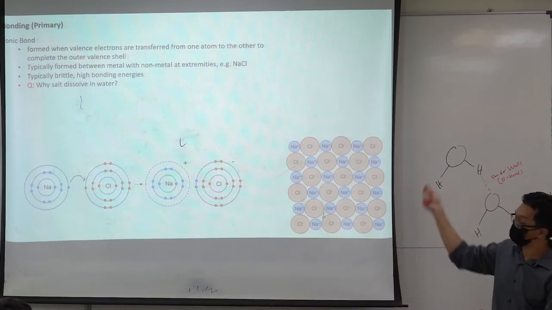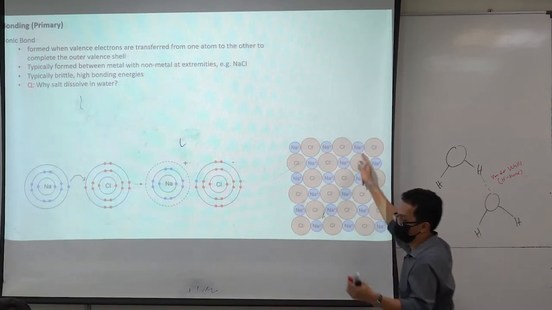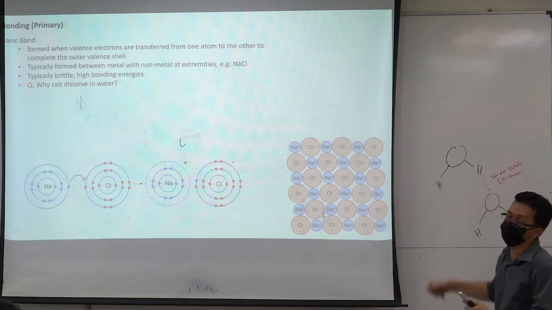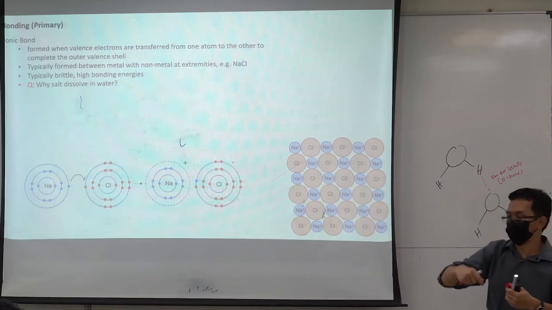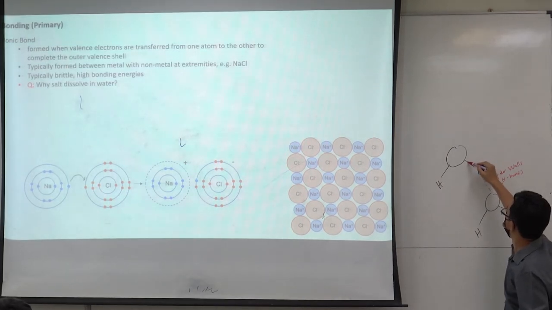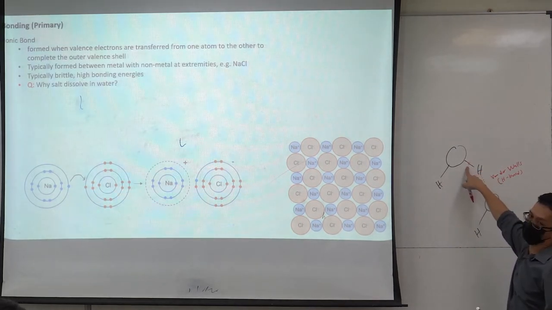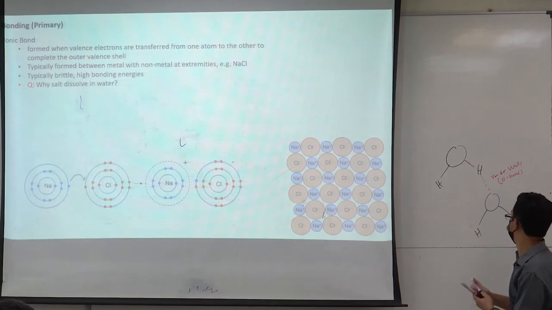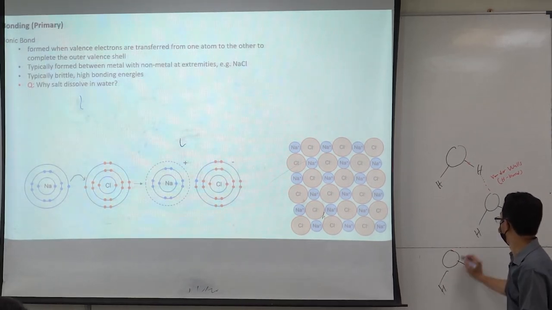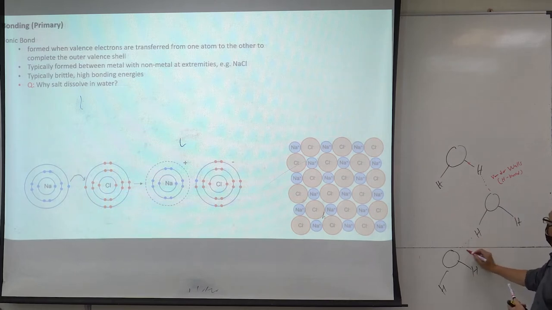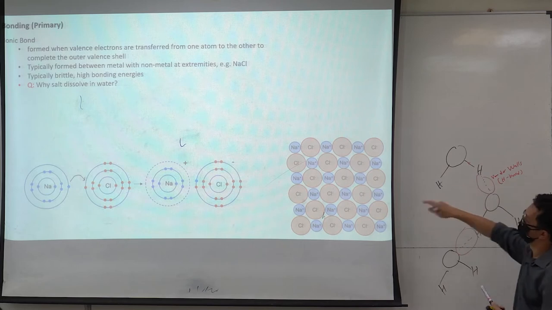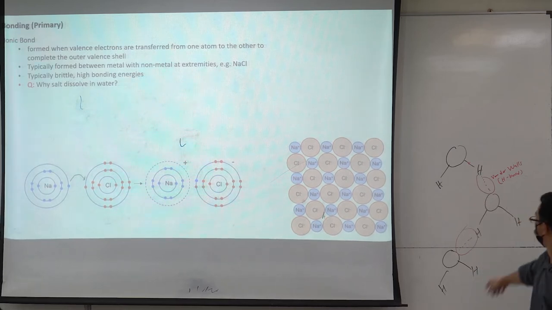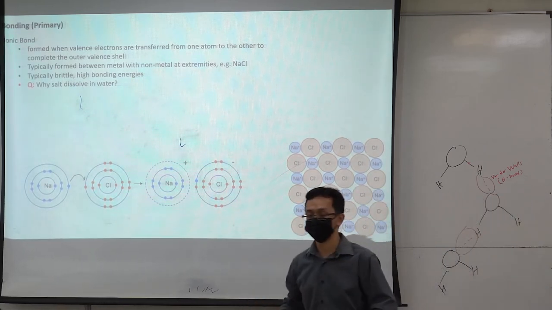But the question now is why, when you put salt in water, this is broken, even though this is stronger than that. Because remember, when you put something in water, the bond that is broken is the non-permanent bond, like the van der Waals bond between this and another OH here. This is the one responsible for breaking this. But why can you break this strong ionic bond using this weak van der Waals or hydrogen bond in this particular case?